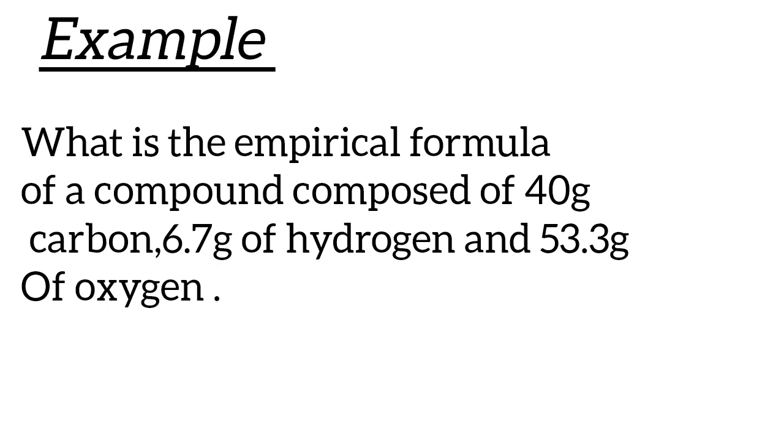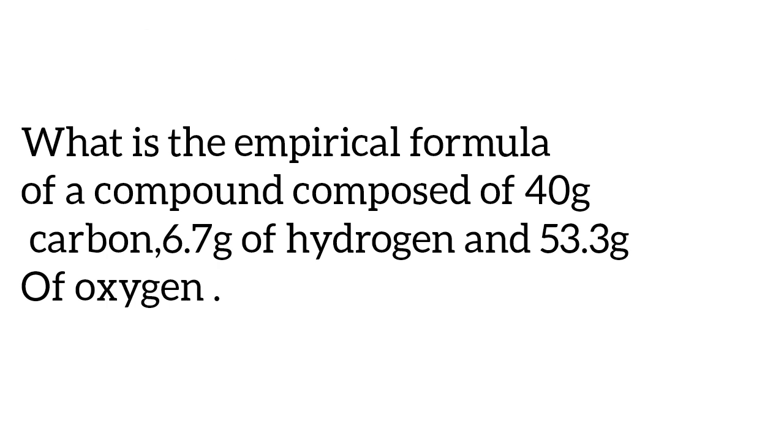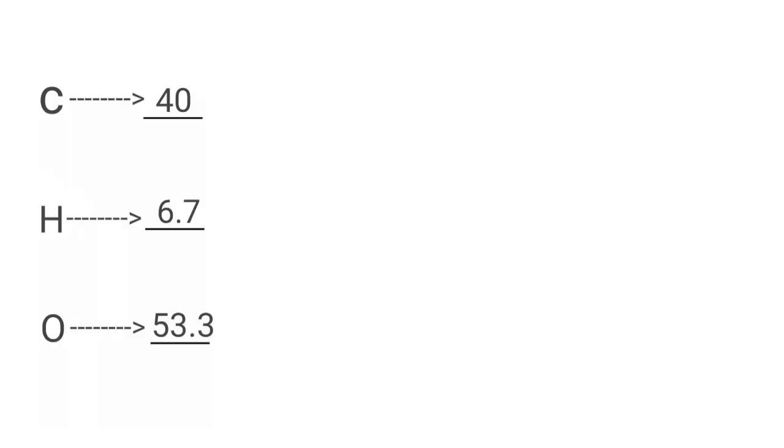For example, if this question came in this way, what is the empirical formula of a compound composed of 40% of carbon, 6.7% of hydrogen, and 53.3% of oxygen? Then you should know that the 40% of carbon is the same as 40 grams of carbon since the total mass is 100 grams. So now let's solve that problem using the steps we highlighted previously.